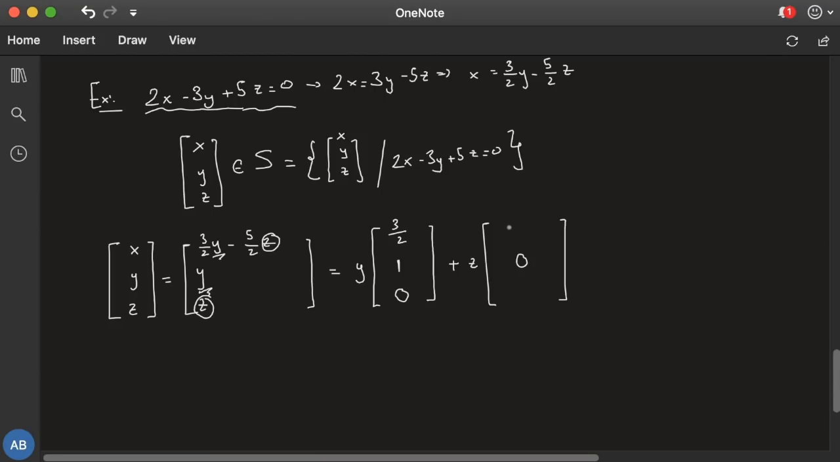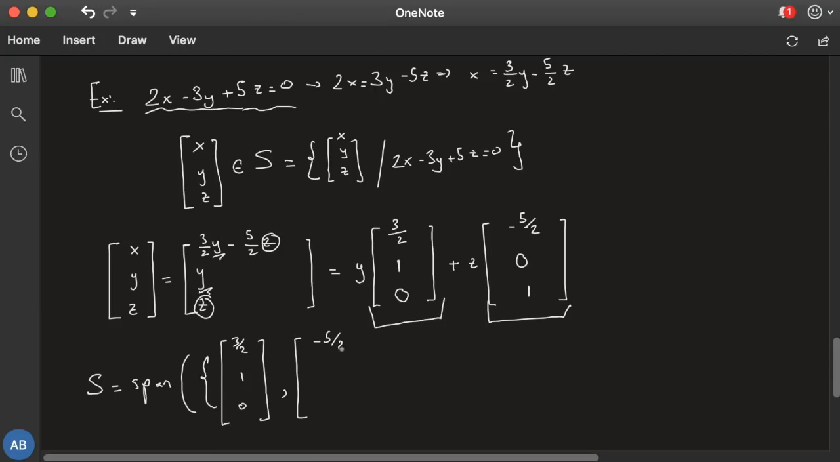The first entry is the coefficient multiplied by z, that is minus 5 over 2. And the last one is 1. So the subspace S, we can say that S is the span of two column vectors. The first one over here and the second one right here. So 3 over 2, 1, 0 and minus 5 over 2, 0, 1.